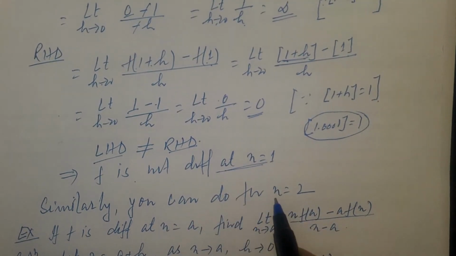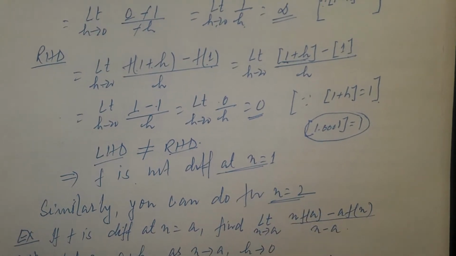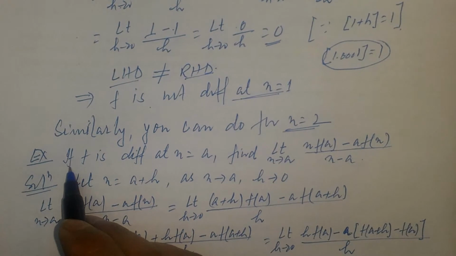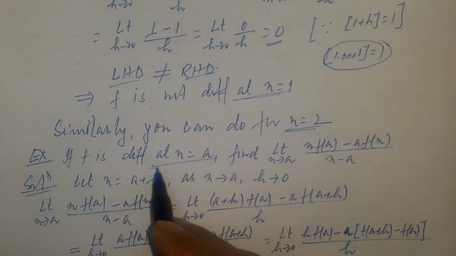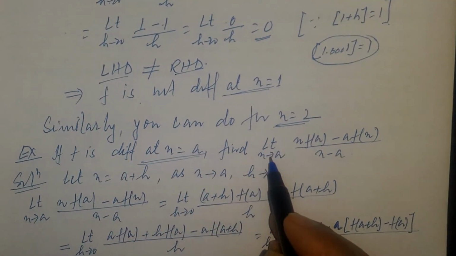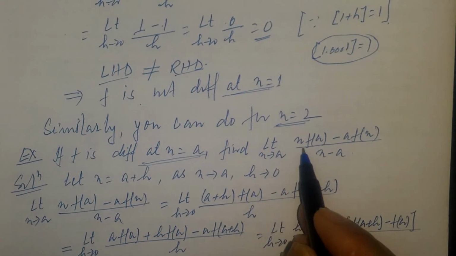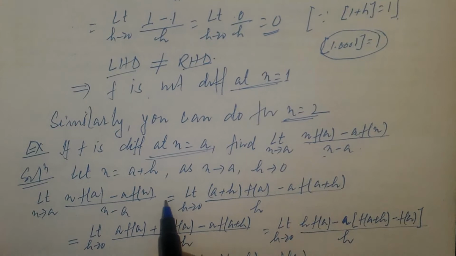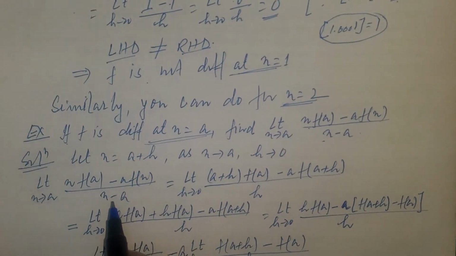Similarly, we can check it for x equal to 2. One more question of this type, we'll just see. Here the question is, if f is differentiable at x equal to a, we need to find the value of limit x tends to a, x f of a minus a f of x by x minus a. For this type of question we approach like this.